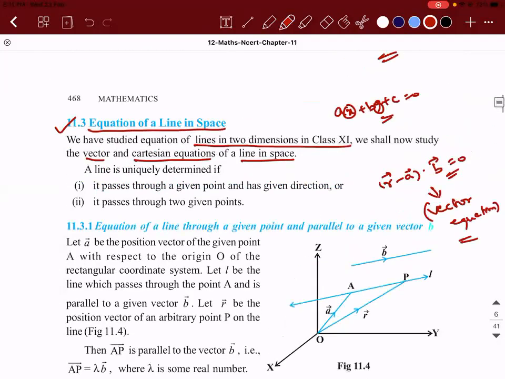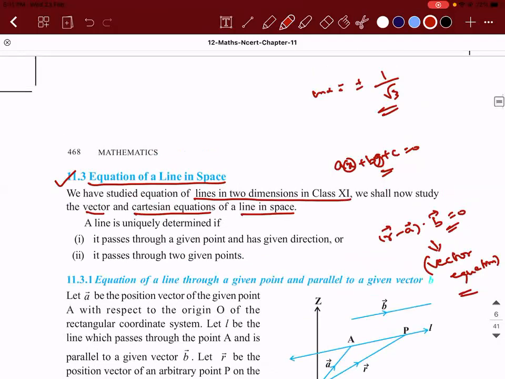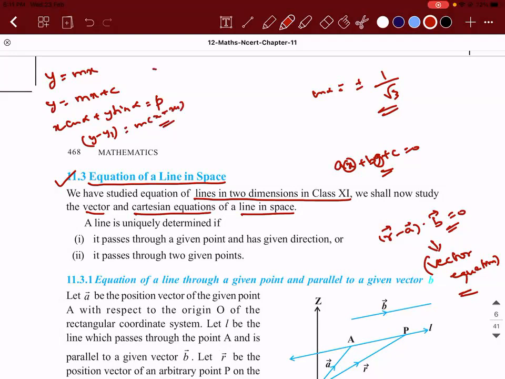Remember one thing. Last year, you remember, you have many forms of line. y is equal to mx, y is equal to mx plus c. Then you have x cos alpha plus y sin alpha is equal to p. Then you have y minus y1 is equal to m into (x minus x1). You guys remember that there are different forms of line available. If you remember, that is enough.